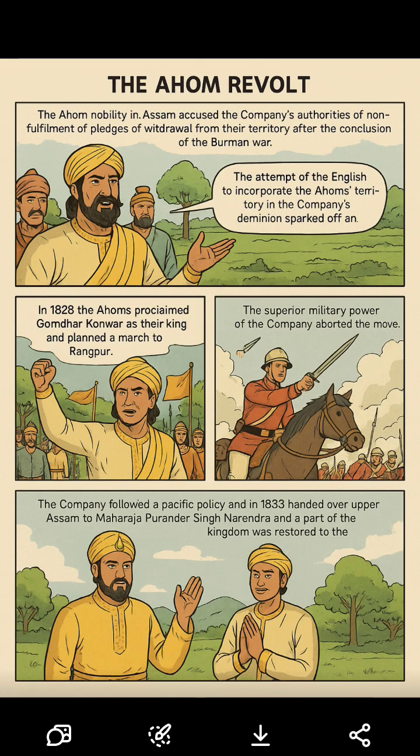1833, British give Upper Assam to Maharaja Purandar Singh Narendra. 1838, British take back Upper Assam. Full control established.